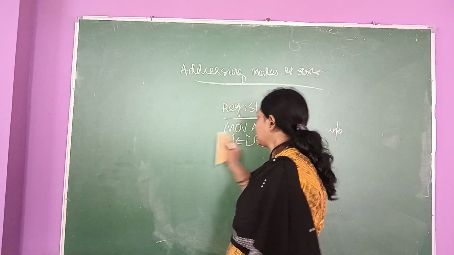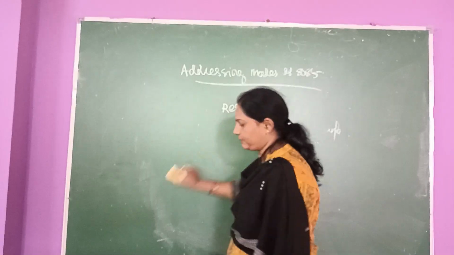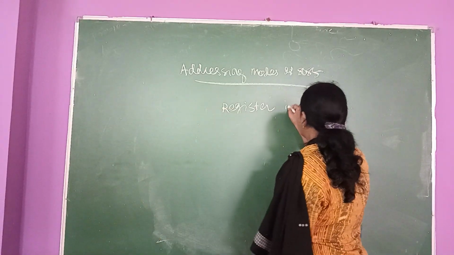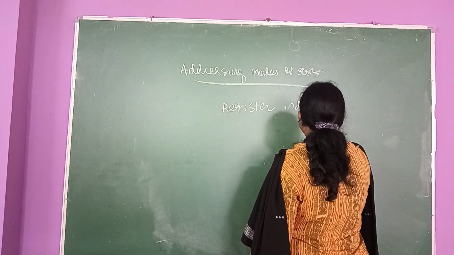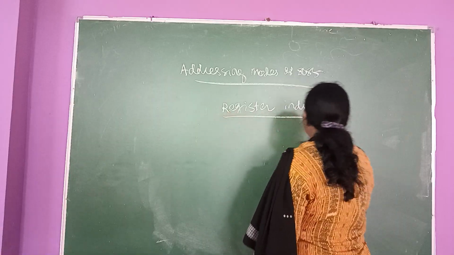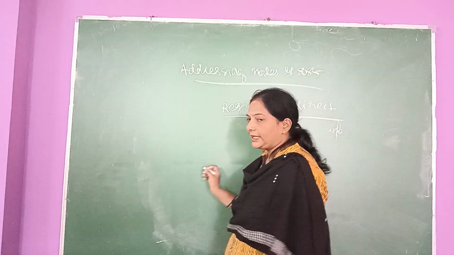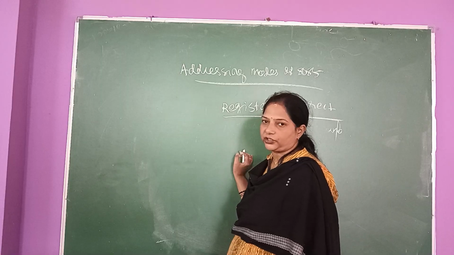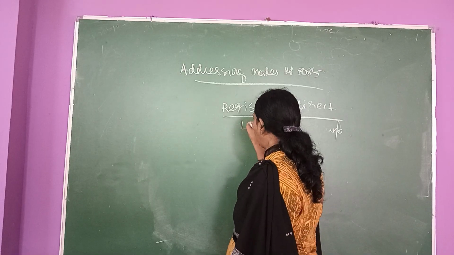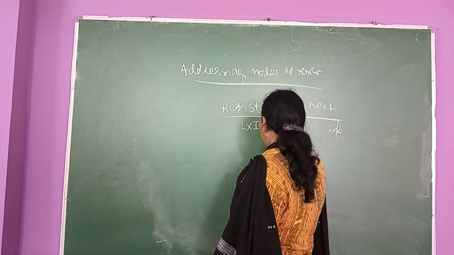Then we will discuss the register indirect addressing mode. In case of register indirect addressing mode, the data is given indirectly in the instruction. So let us take an example. So let us write LXI H.